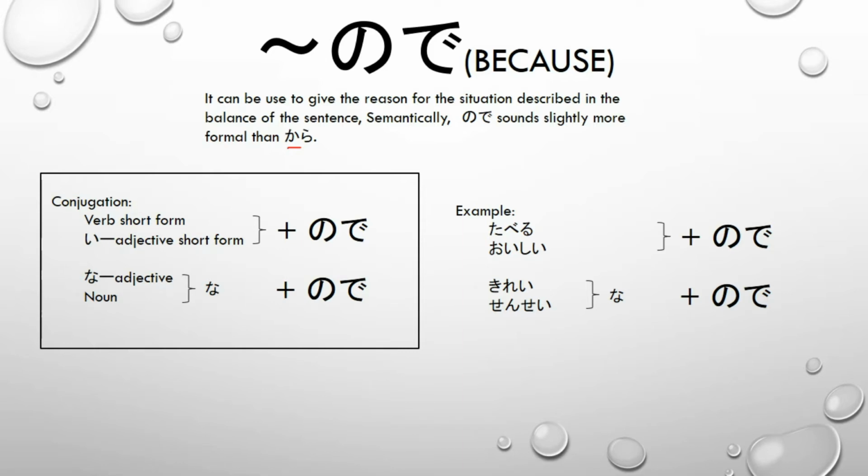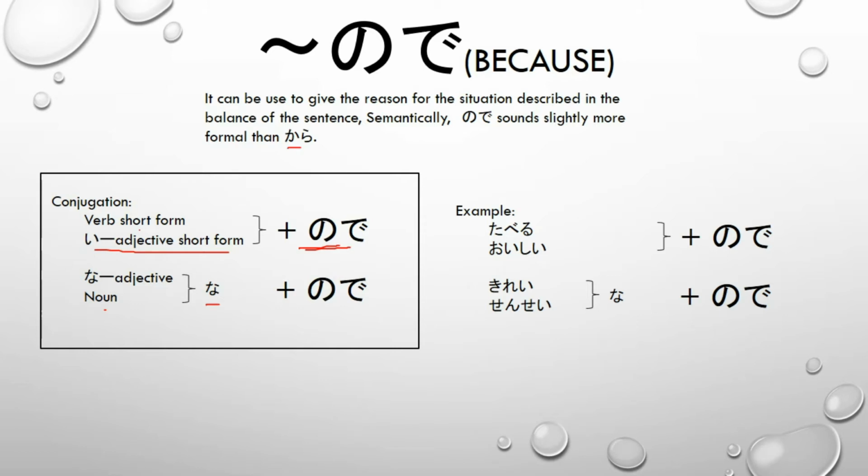So yung conjugation niya is verb short form. Okay? So present, past, affirmative, negative, basta lahat short form plus node. Then sa adjective naman, short form then plus node. Okay? Then sa na-adjective, kailangan may na, no? Yung noun din, kailangan lang na, no? Na-node.